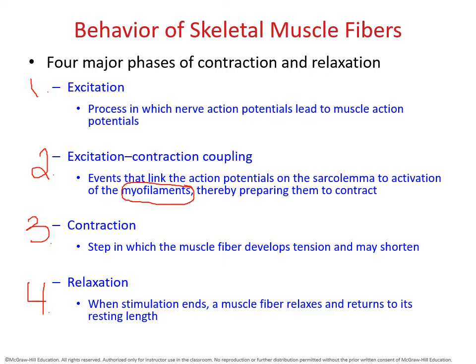Now, contraction, step 3, is going to be all about making your thin and your thick filament physically connect and do what we call a power stroke, which is glide over each other, resulting in the muscle contracting. When this is all said and done, the 4th step will be relaxation, which means that we're going to need to, 1, get the thin and the thick filaments to no longer communicate, no longer connect with each other.